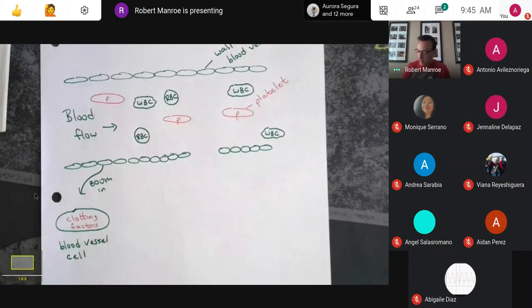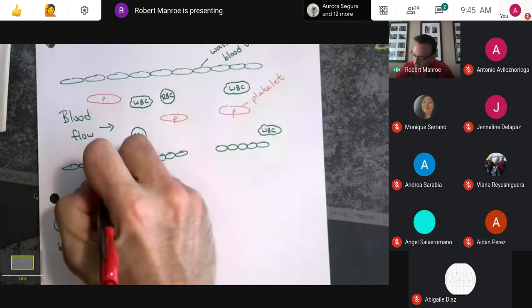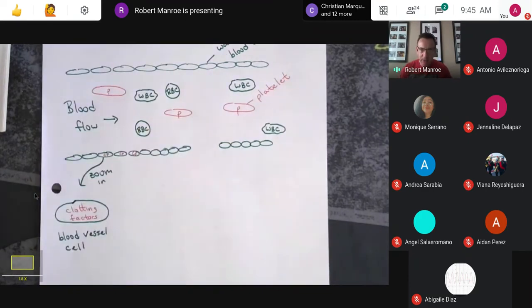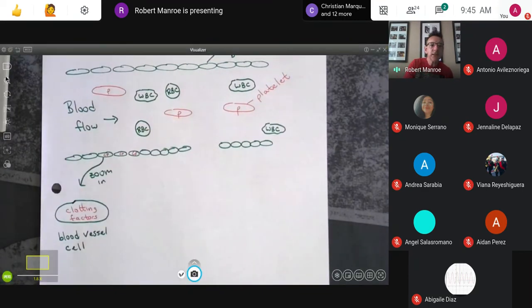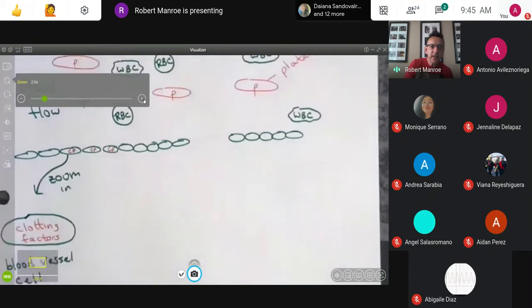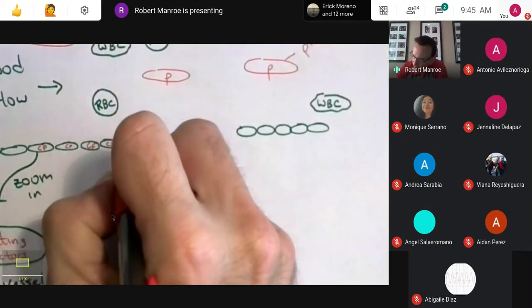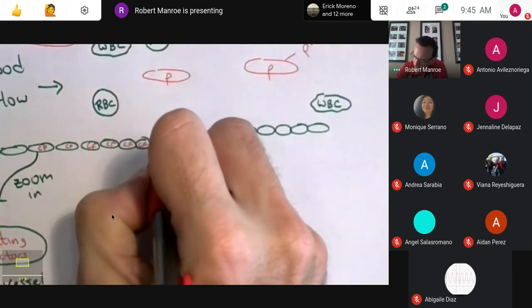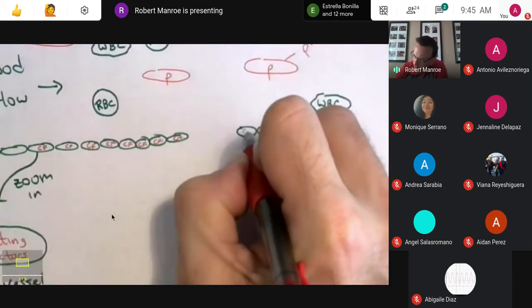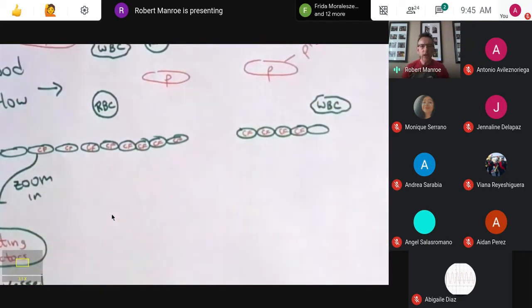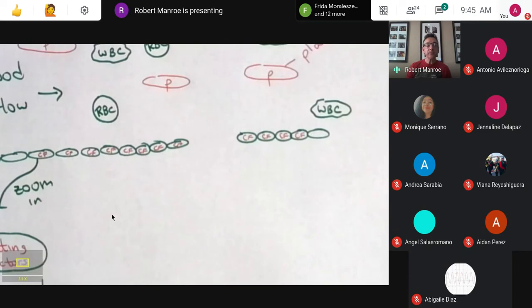So these proteins sit inside. That says CF, by the way. You probably can't see that. These proteins, these clotting factors, sit inside of these blood vessel cells. And as long as you don't open these cells, will the clotting factors ever get out? No, they just sit there.